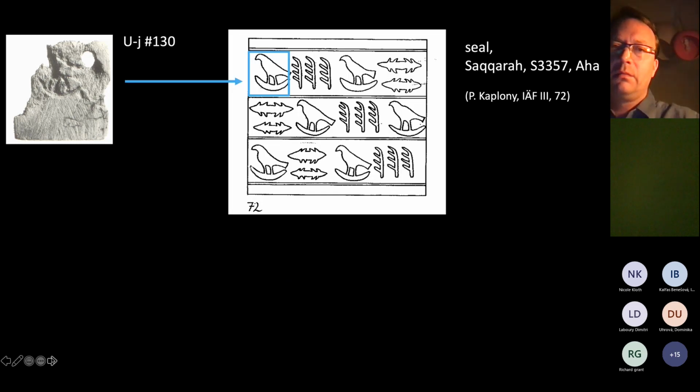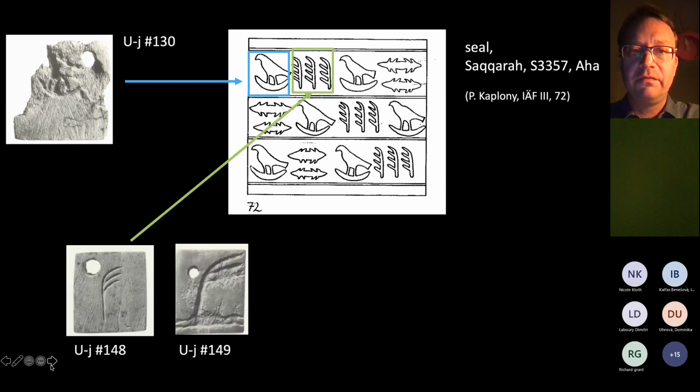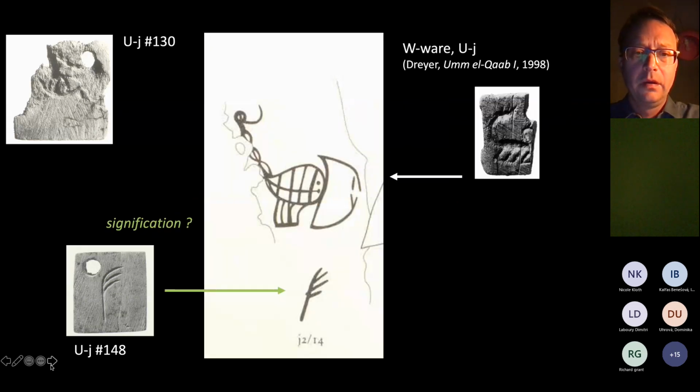So let's play with these signs a little more. In this slightly later scene from Saqqara, 150 years later, you have a falcon with the throw stick again. Then you have these vegetal elements, which is not a triple yod, of course, which you find again in UJ. And in UJ, you find it also on the vessels associated with the scorpion, which is itself on the tanks again. So there is some coherence here, even if we do not understand the signification of these vegetal elements, or at least I do not understand it.